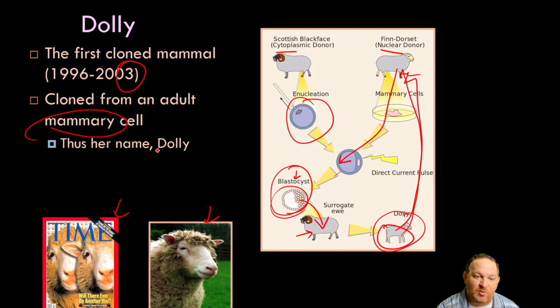Just interesting. Why do we call her Dolly? Because we got this from a mammary gland, right? Like from the breast, the mammary. And of course, Dolly Parton was and still is a national treasure, but she was pretty popular back then.